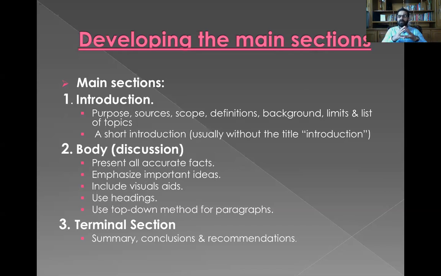And use the top-down method for paragraphs. It is important to talk about the important content first, because if you start with a vague or general notion, people don't have much time to keep reading your reports, and we are not so eager to read them. So if it's a complaint, start with the introduction and then the real content. And then the terminal section: your summary, your conclusions, and your recommendations. This is the overall layout of a report. This is how a report is made.